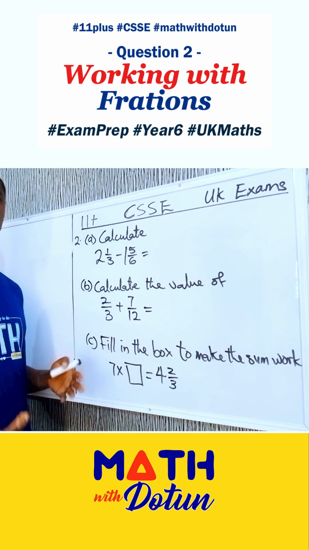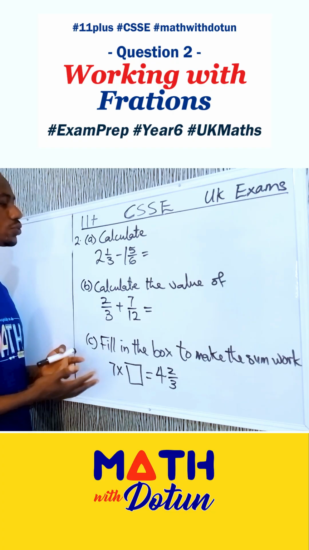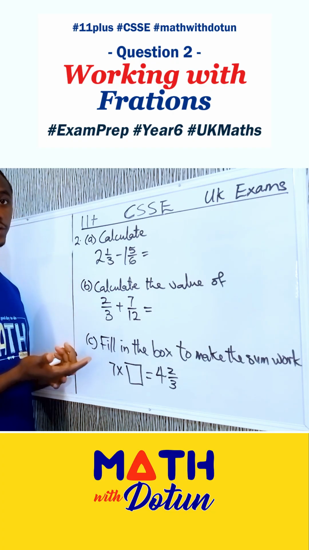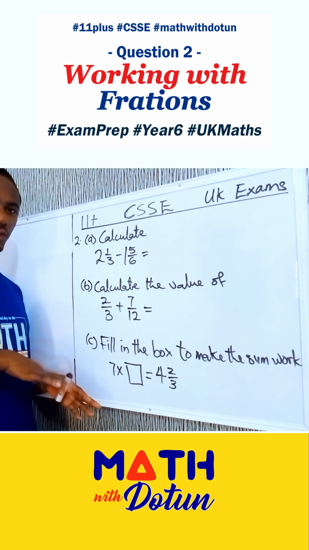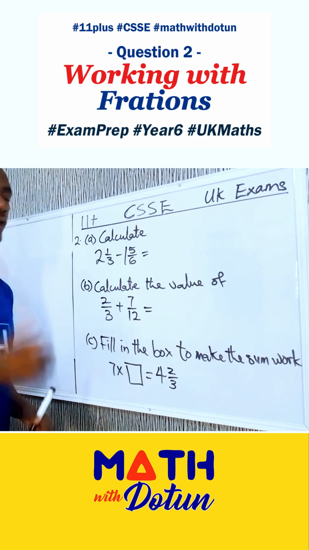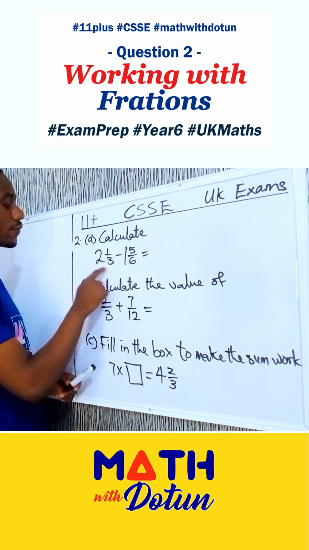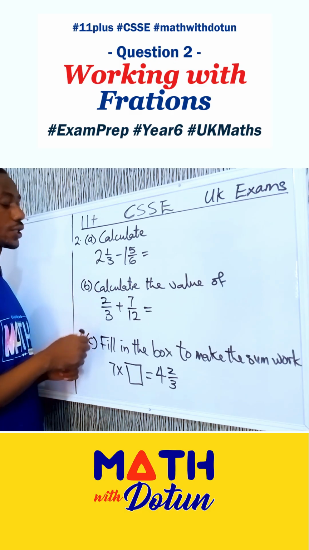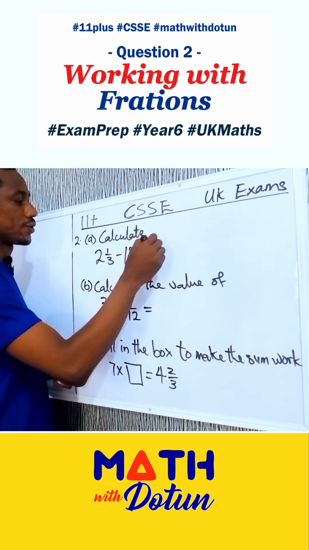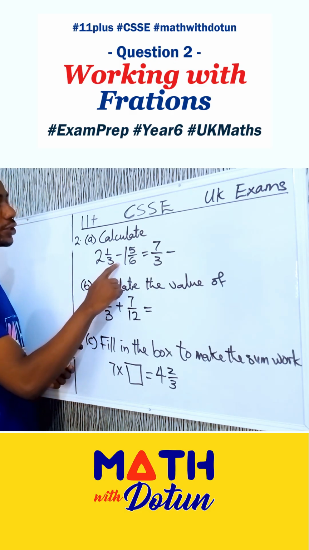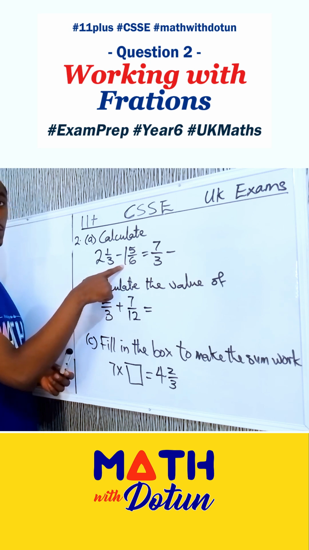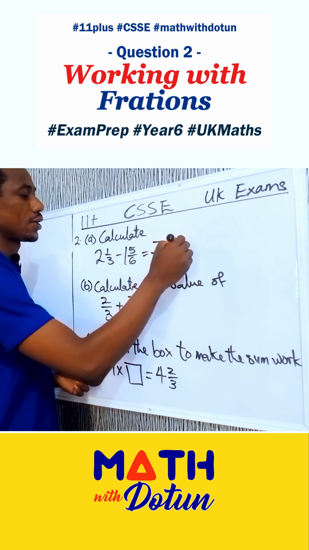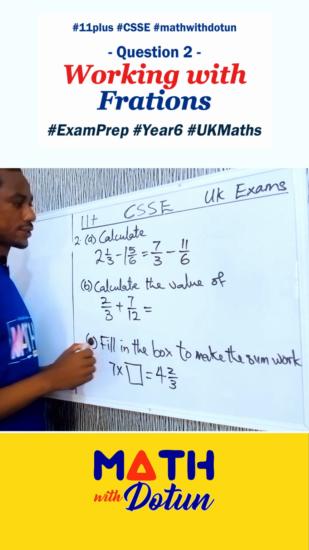What you could quickly do is convert these to improper fractions and then subtract. But if you think the other method is best for you, please go ahead. So let's convert to improper fractions. 3 times 2 is 6, 6 plus 1 is 7, so 7/3. And here we have 6 times 1, 6 plus 5, that's 11/6.